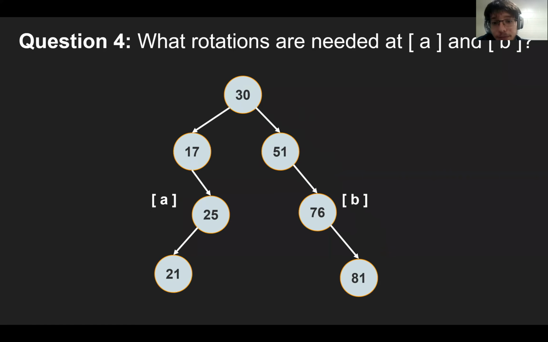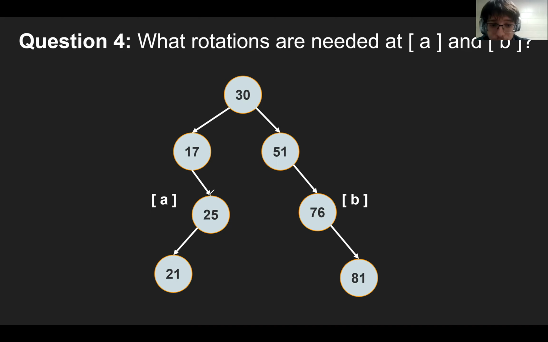How about this one? All right, you can pause. Okay, and now it's time to answer, I guess. So yeah, what do we need to do? A and B. So as we notice, A, right, 17, right, has a balance factor of left minus right, -2.